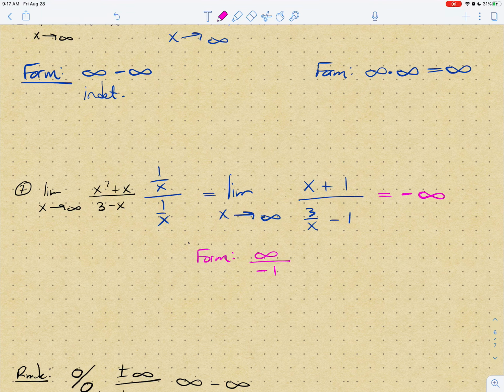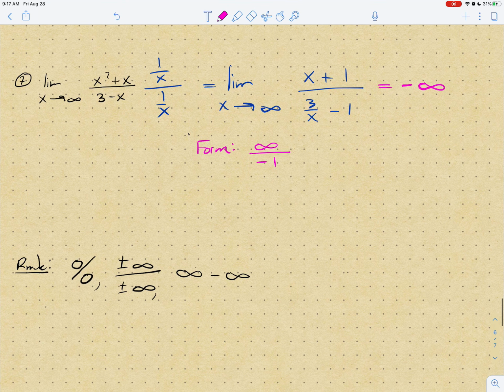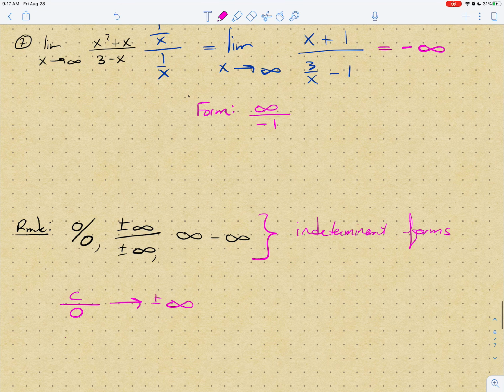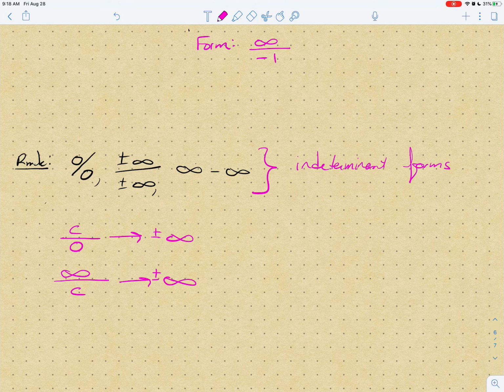All right. So I'll end this video by pointing out to you that 0 over 0, infinity over infinity, infinity minus infinity, these are all indeterminate forms. We've talked about those already, but I want to emphasize that again. Whereas if you see a constant over 0, this is going to plus or minus infinity. If you see infinity over a constant, this is going to plus or minus infinity, if c is positive or negative, right? Things like that.